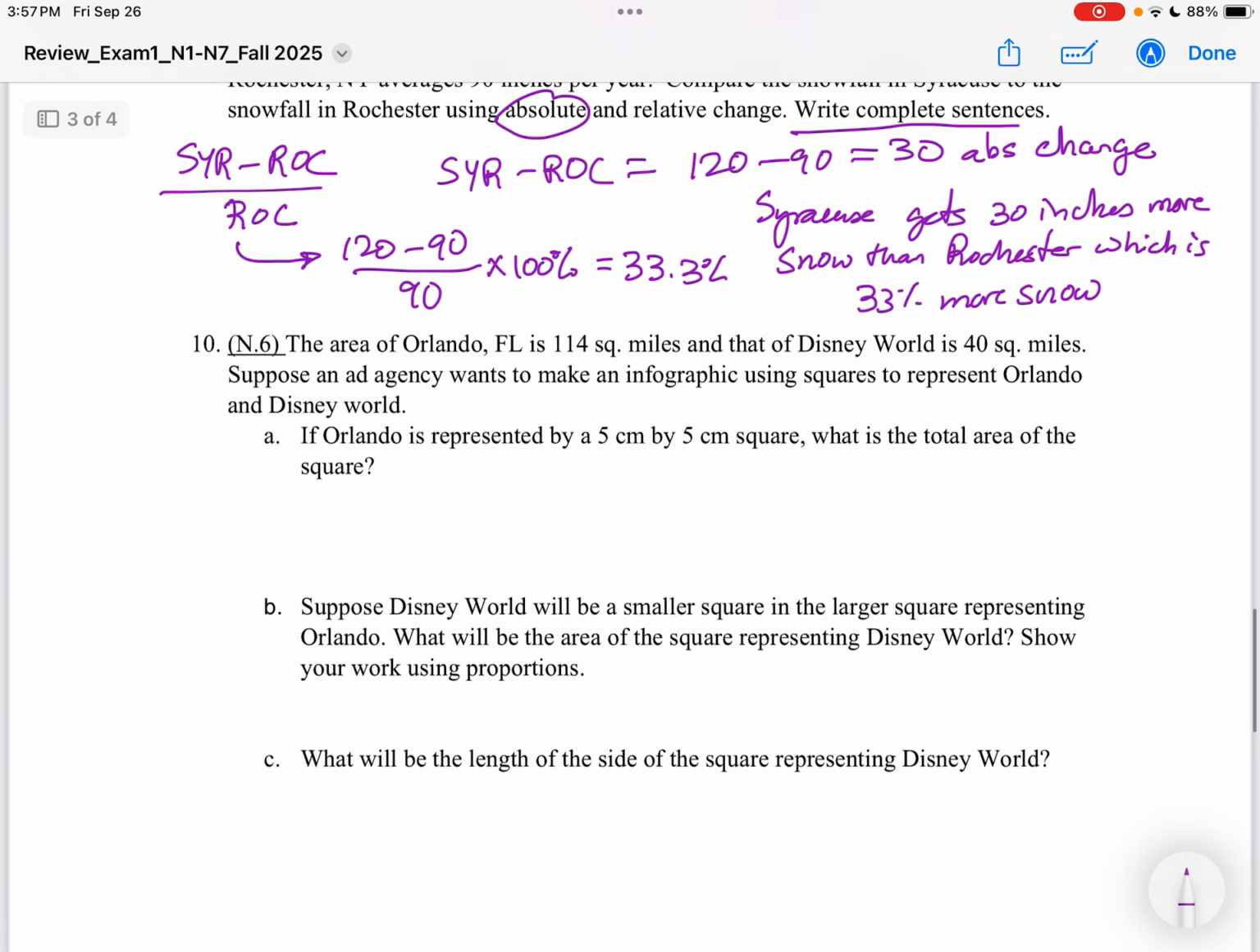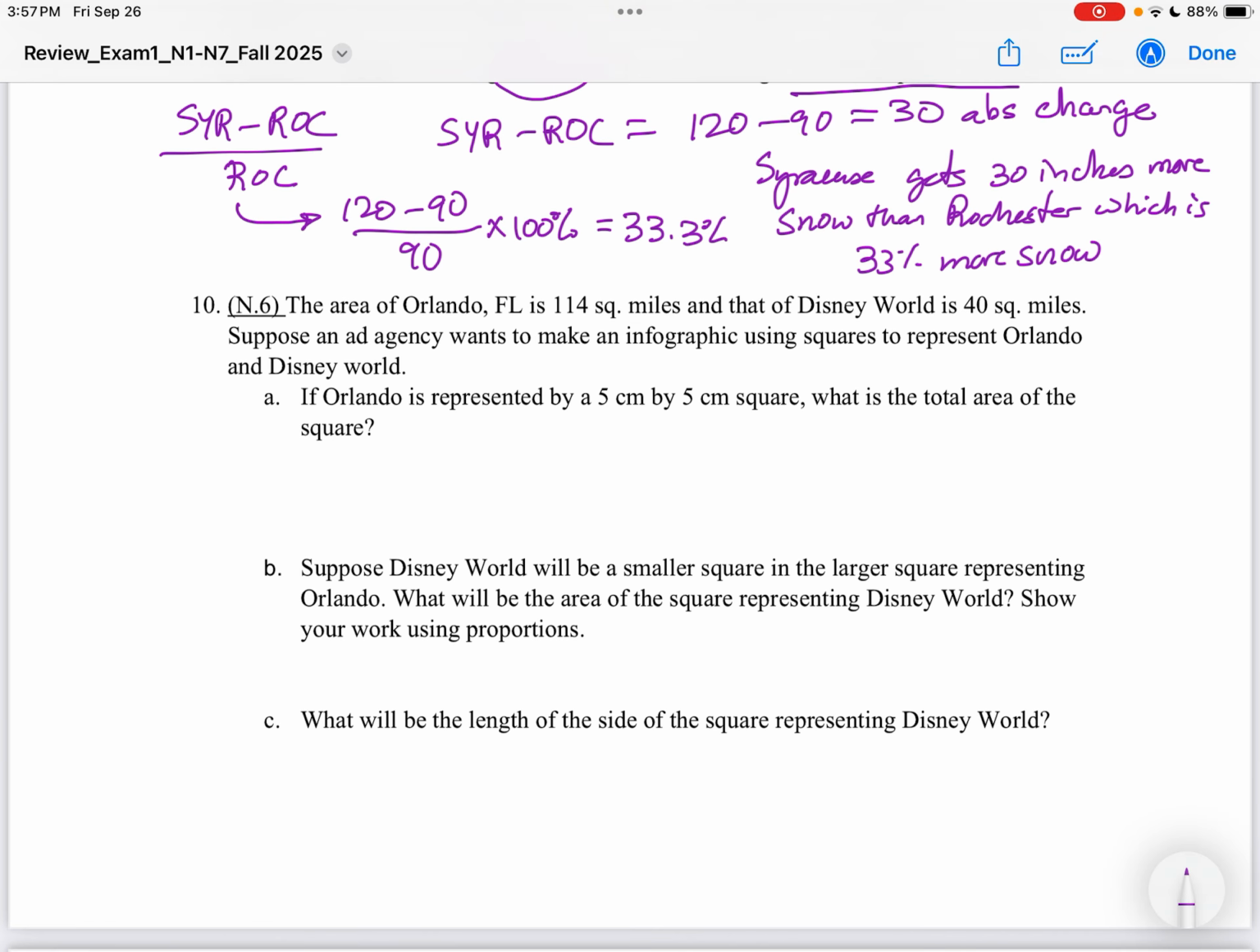All right, the next question is from N6. It's talking about the area of Orlando compared with Disney World. So they want to make a square. I urge you to pause the video and read this question, okay? In the interest of time, I'm going to just answer the question here. Orlando is represented by a 5 centimeter by 5 centimeter square. The area is going to be 5 times 5, and that's 25. We need our units. It's not centimeters, but centimeters squared.